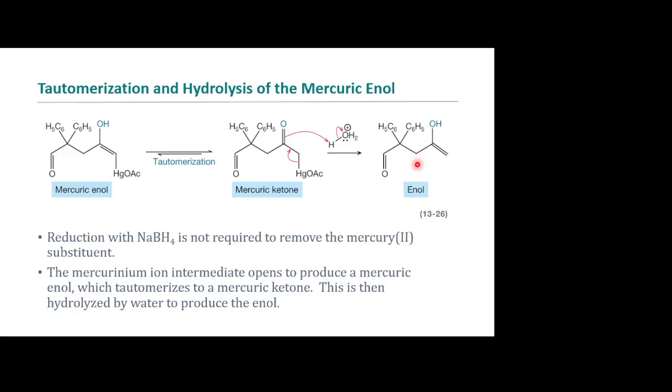Okay, let's talk about the tautomerization and hydrolysis of your mercuric enol. This right here is the mercuric enol. What you're seeing here is that species that you would have initially made. Notice it has the OH on it, has a double bond, so it's an enol. But we still have that mercury group attached. We have not done the hydride step. And so what you're going to see here is this can actually tautomerize. And so we can get some interesting behaviors here.